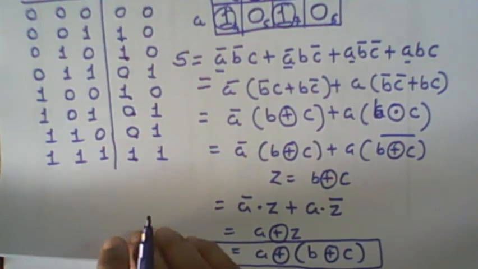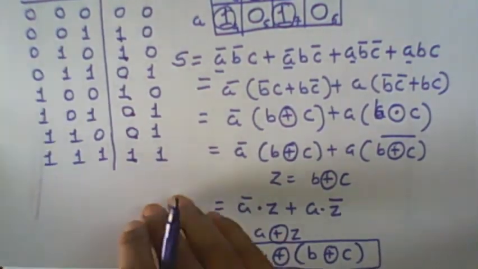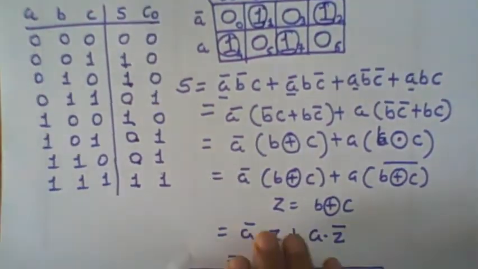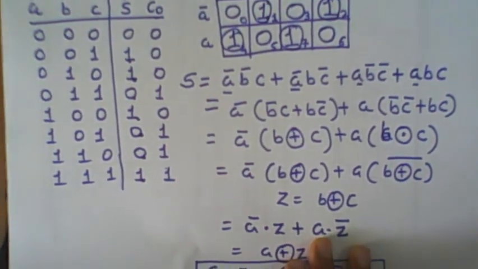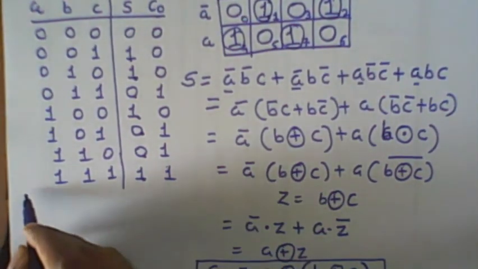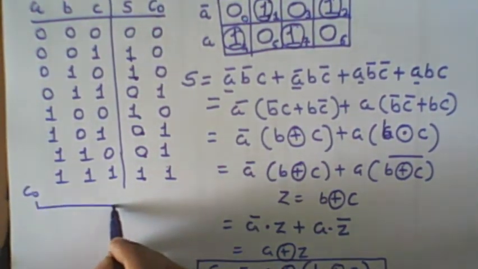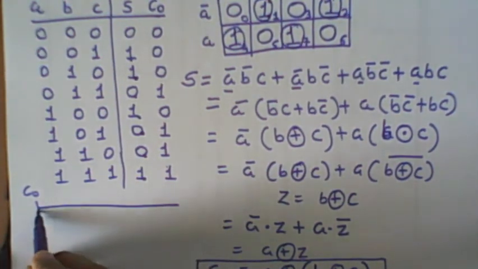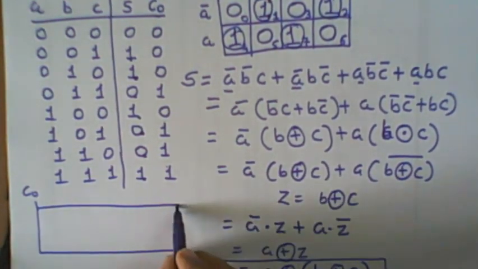Let's find what the carry is. Let me similarly prepare the Karnaugh map for the carry out. So for the carry, let's prepare the Karnaugh map. It is a three variable Karnaugh map.